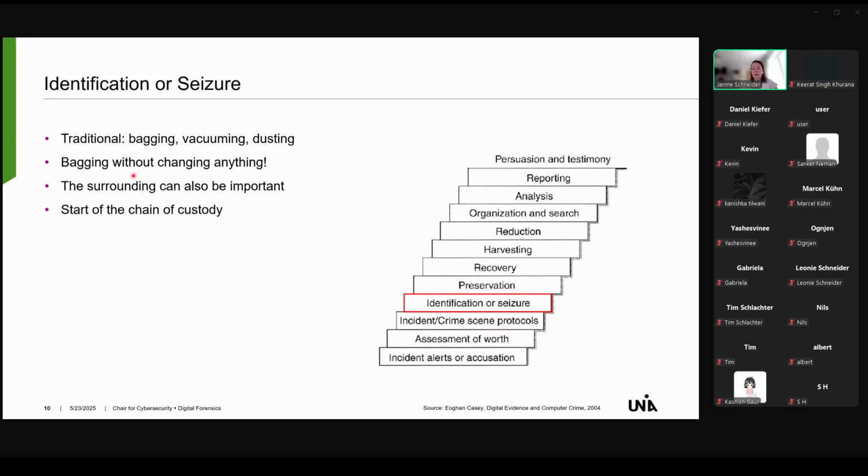Of course, you bag without changing anything. The surroundings at a crime scene can also be important. You should keep that in mind. Also for cases where digital traces are involved, the surrounding can be important. And this step of this staircase is the start of the chain of custody, and we will talk about the chain of custody later in this lecture.